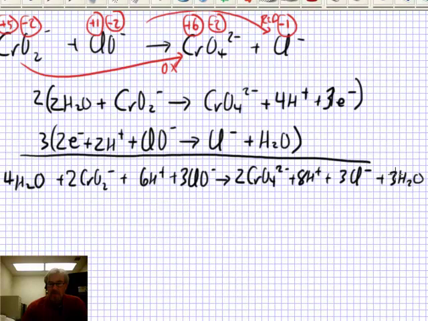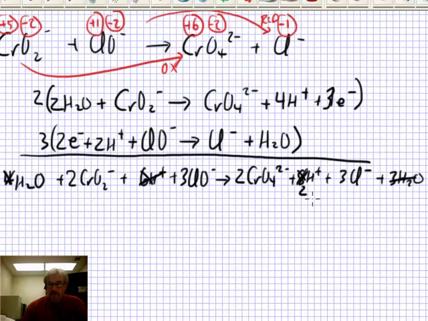I can clean this up a bit. I have 3 waters on the right and 4 on the left, so I'll subtract 3 from both sides, leaving me with just 1 water on the left. I can do the same thing with hydrogen. I've got 6 H's on the left and 8 on the right, so I'll take 6 from both sides, leaving me with only 2 H pluses on the right.